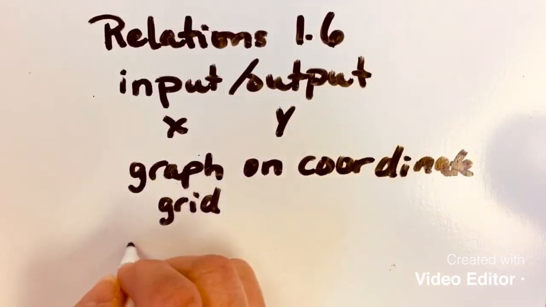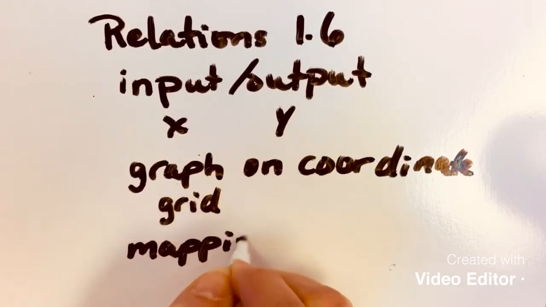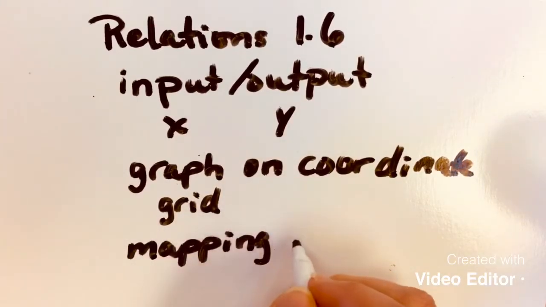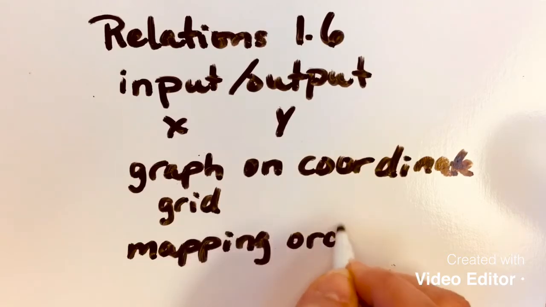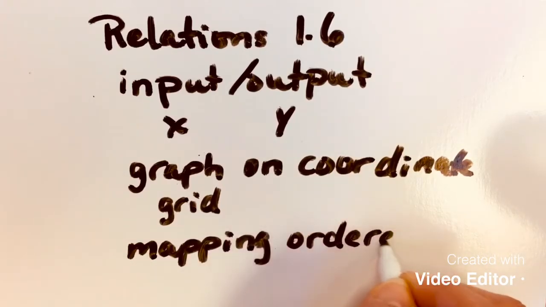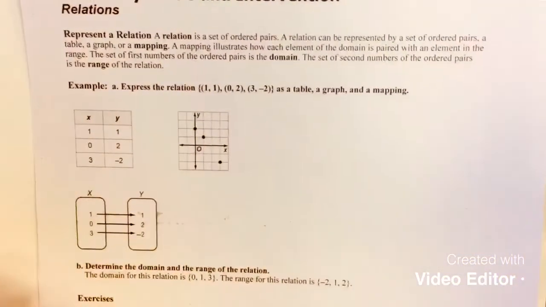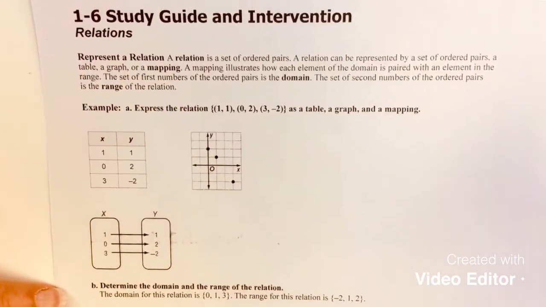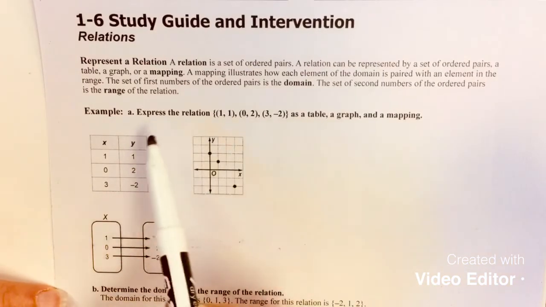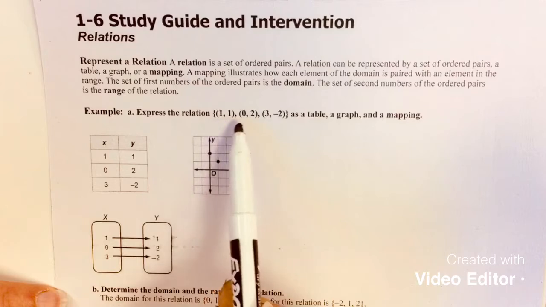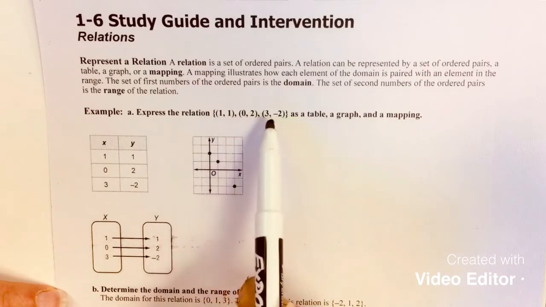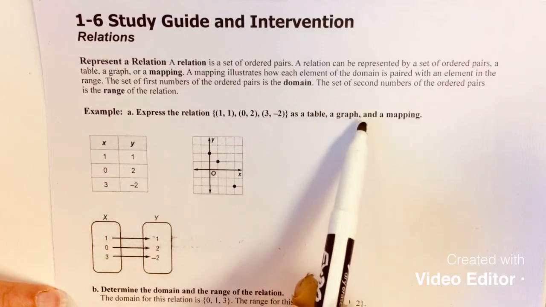In addition to mapping those ordered pairs. All right, in review, we'll go over these questions that we went over last week on Friday. The example says express the relation, which is your ordered pair (1, 1), (0, 2), (3, -2), as a table, a graph, and mapping.